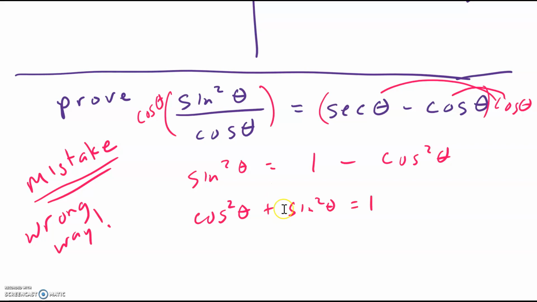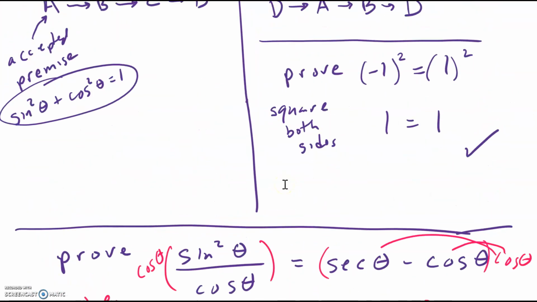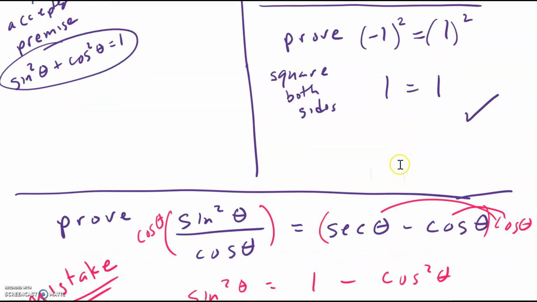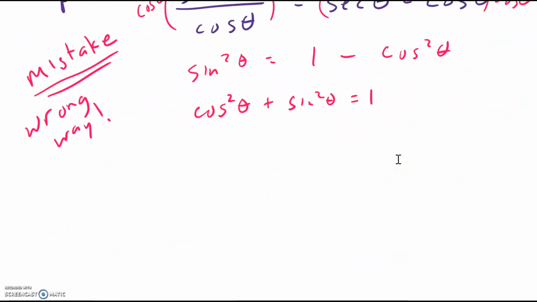But that does not prove it. Although the end is true, you cannot assume the original statement is true. That's what we're trying to prove. It's just a more complicated example of saying -1 equals 1, therefore square both sides. So the fallacy here is this.